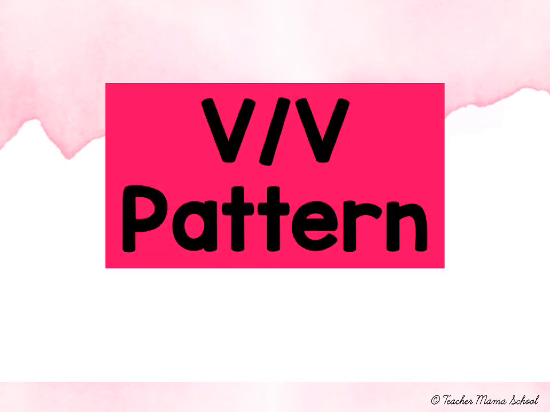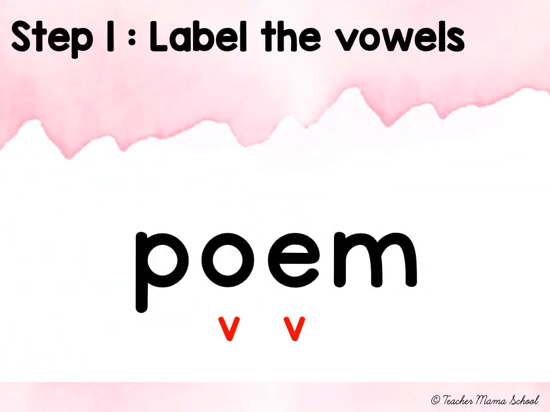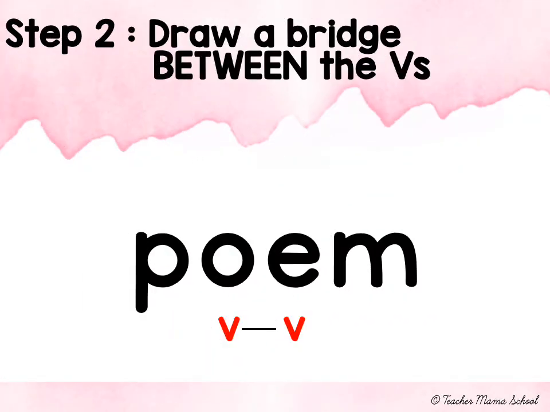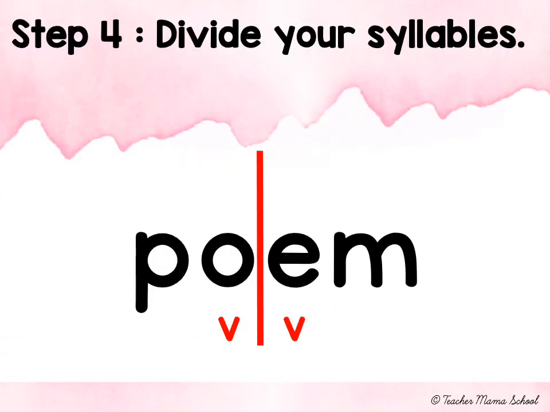Our last syllable pattern is vowel-vowel syllable pattern, and this is where we'll split between the two vowels. Here's the word we're going to use. Label the vowels. Draw a bridge. Look at the consonants between the vowels, and in this case, there are no consonants between the vowels. Think about what's the syllable pattern. Vowel, vowel. So we are going to divide our syllable between the two vowels.